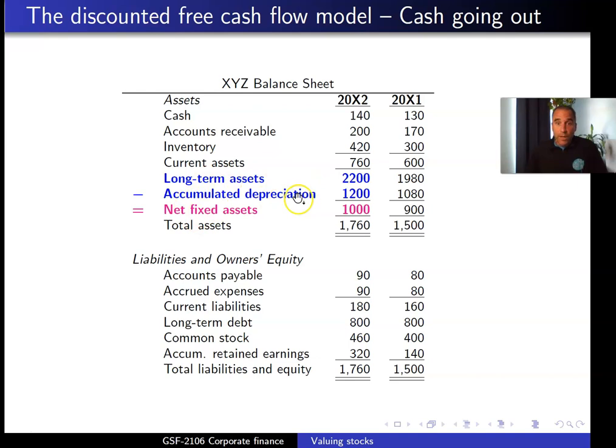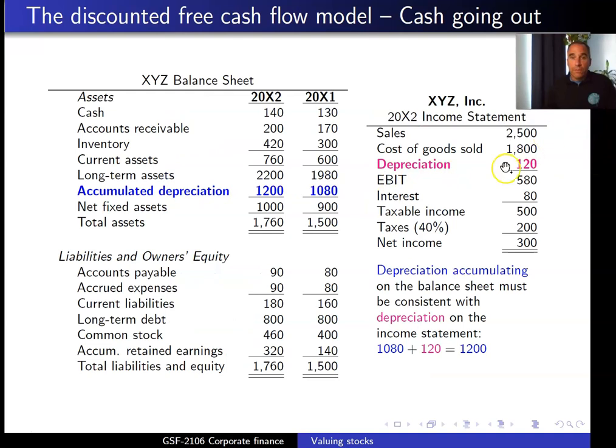From this, we subtract accumulated depreciation. Accumulated depreciation is the sum of all the depreciation expenses that appeared on the income statement from the time the firm was created. So this gives us net fixed assets of $1,000. So we have that for year 1 and for year 2. Here the most recent year appears on the left.